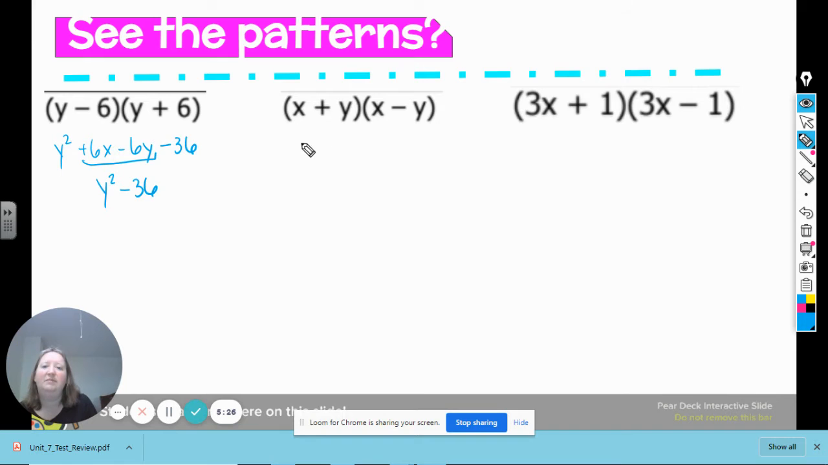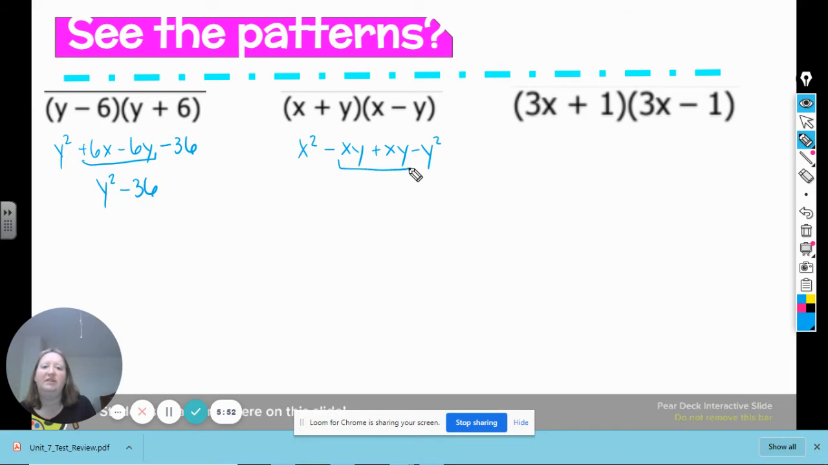Okay, so x times x is x squared. X times a negative y is negative xy. Notice I have these in alphabetical order. I'm not going to write y before x. No, no, no. So when I go to multiply y times x, I write them in alphabetical order. And now you can see that those are like opposite terms, right? And y times a negative y is negative y squared.